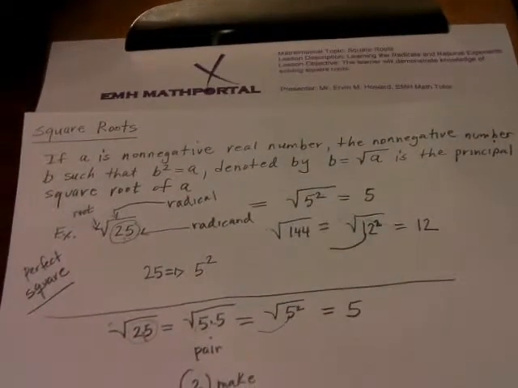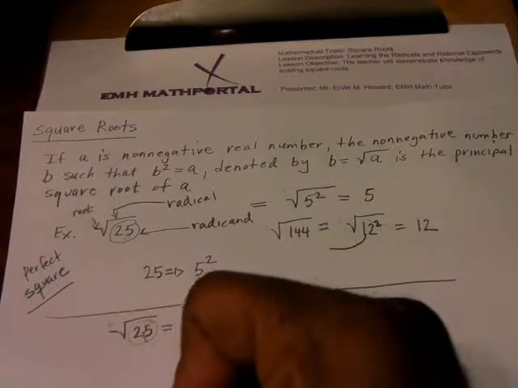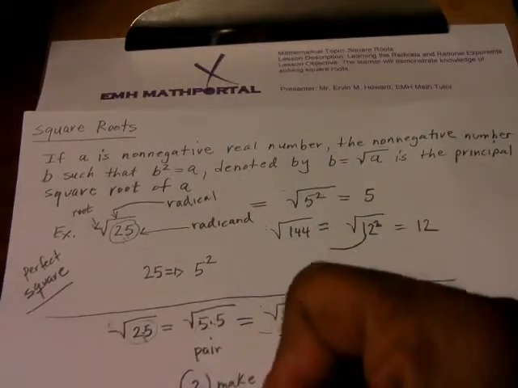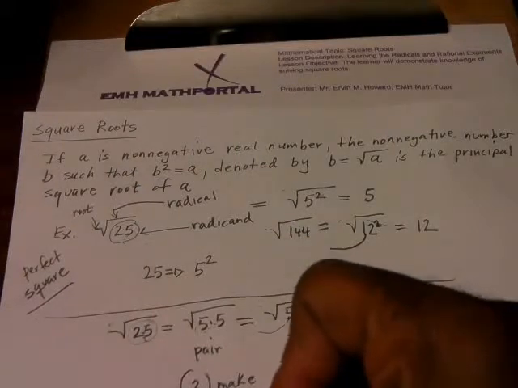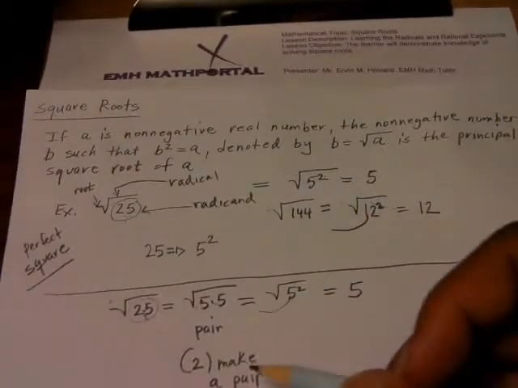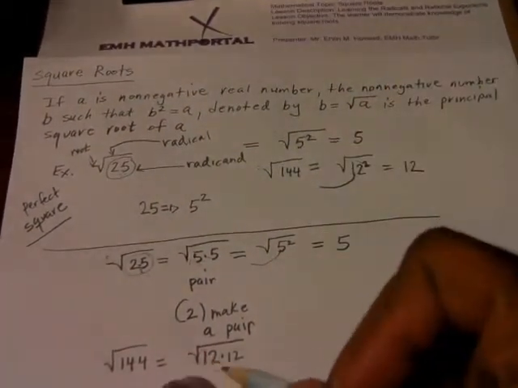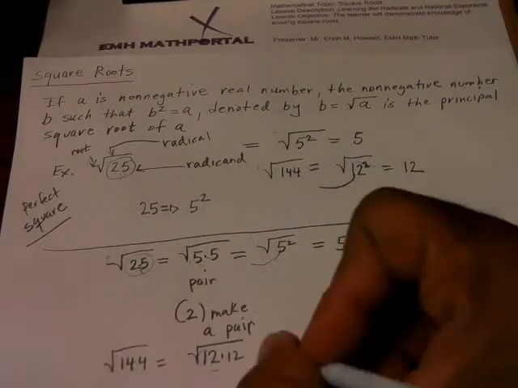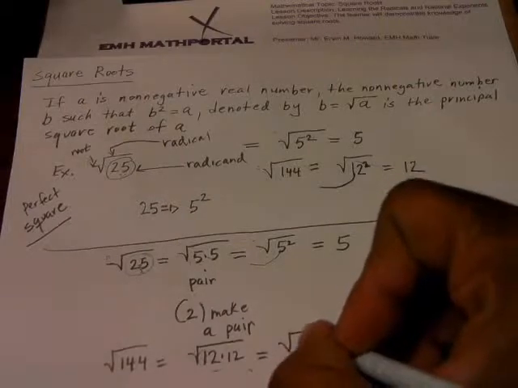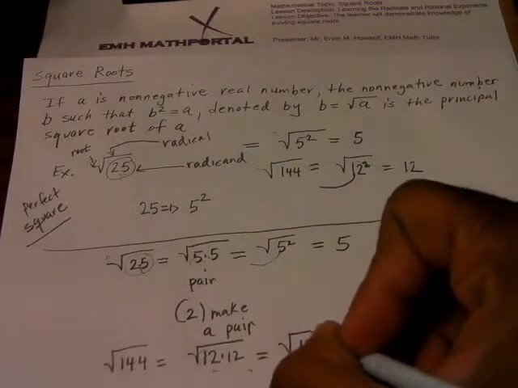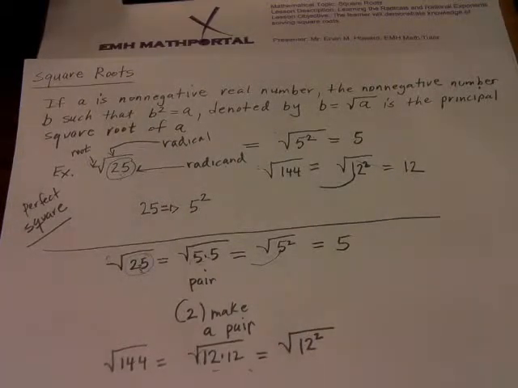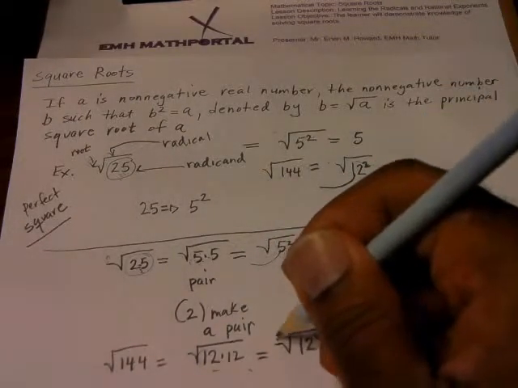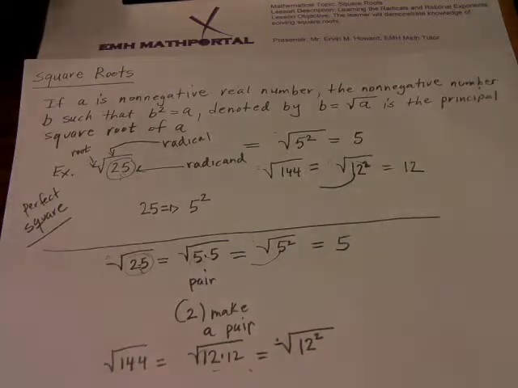All right, square root of 144. All right, it says 12 times 12. All right, that's your pair. It takes 2 to make a pair, all right? And then if I explain it in terms of exponents, it's 12 squared, all right? With the root, all right, if the number is not present on the shelf, it's understood to be 2.